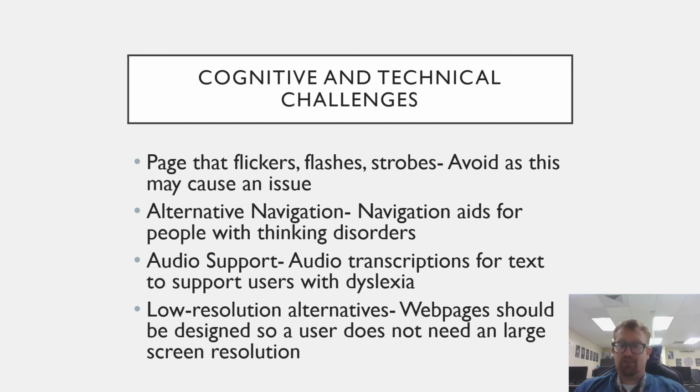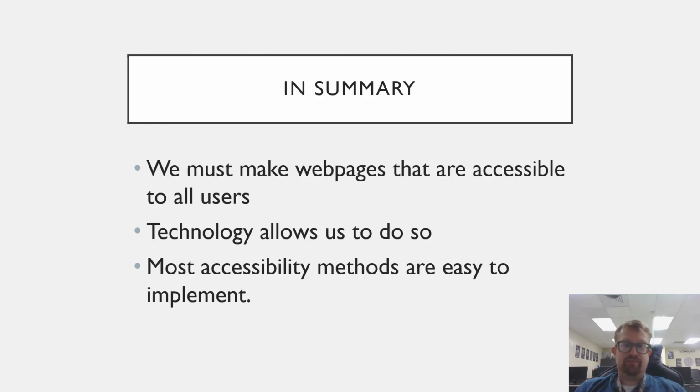Okay, these are some things to keep in mind for people who have different disabilities and different cognitive issues and technical issues, hearing, and so on and so forth. All right, in summary, we must make web pages that are accessible to all users. If we do not, we lose a core audience of our website. Technology allows us to do so, so make sure you use it appropriately, and most accessibility methods are easy to implement.